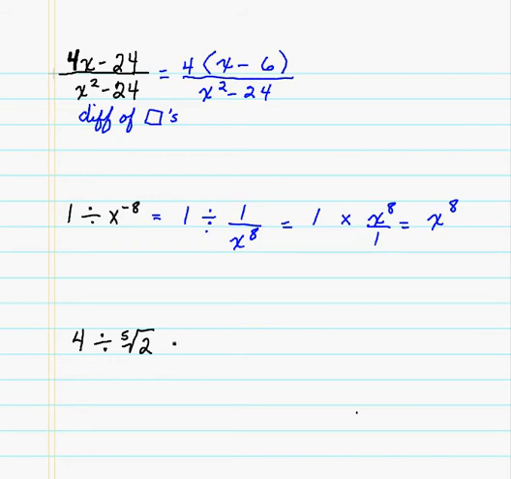The last problem asks us to rationalize the denominator. So I'm going to rewrite this division as a fraction. And the idea of rationalizing a denominator is that we want the denominator not to have any radicals in it. So we're going to multiply the top and the bottom by something so that this radical would be gone. And the way we do that is we do the 5th root of 2 times the 5th root of 2 times the 5th root of 2, excuse me, 5th root of 2.